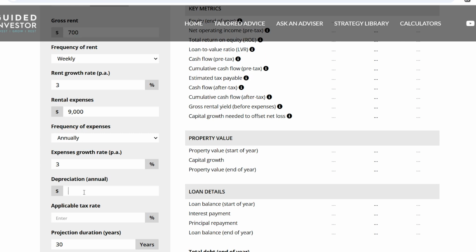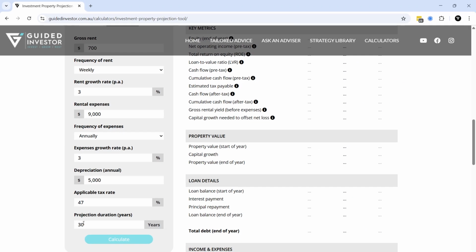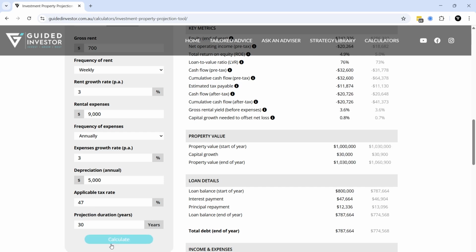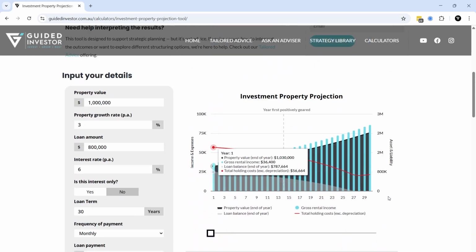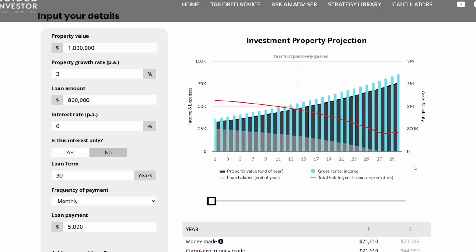We're going to assume we've got depreciation to claim on the property. So this is a non-cash item of $5,000 per year. And I'm going to assume I'm on the top marginal tax bracket. Now, you can do the projection duration for up to 50 years, but I'm just going to leave it as 30 years. So when you're happy with your inputs, you hit this calculate button. And you're going to get your results over to the right here.